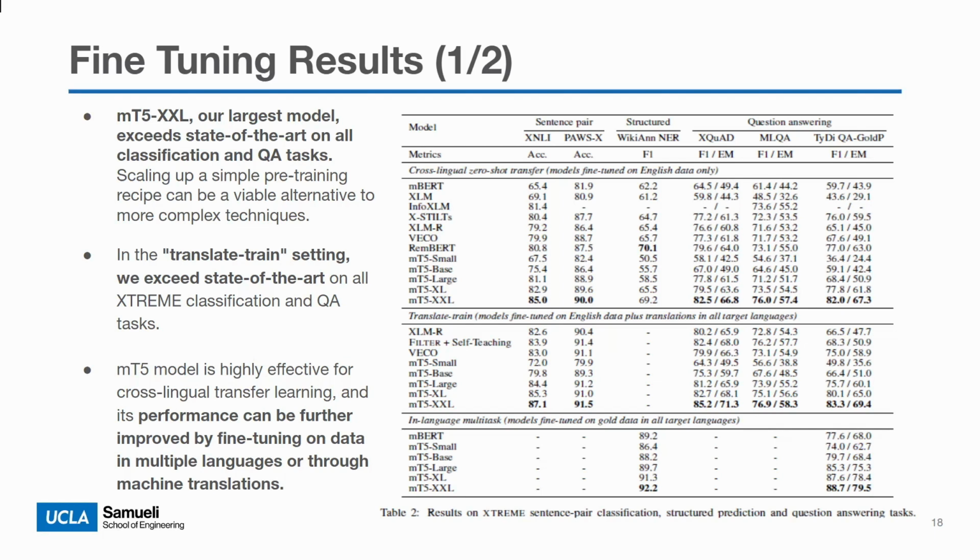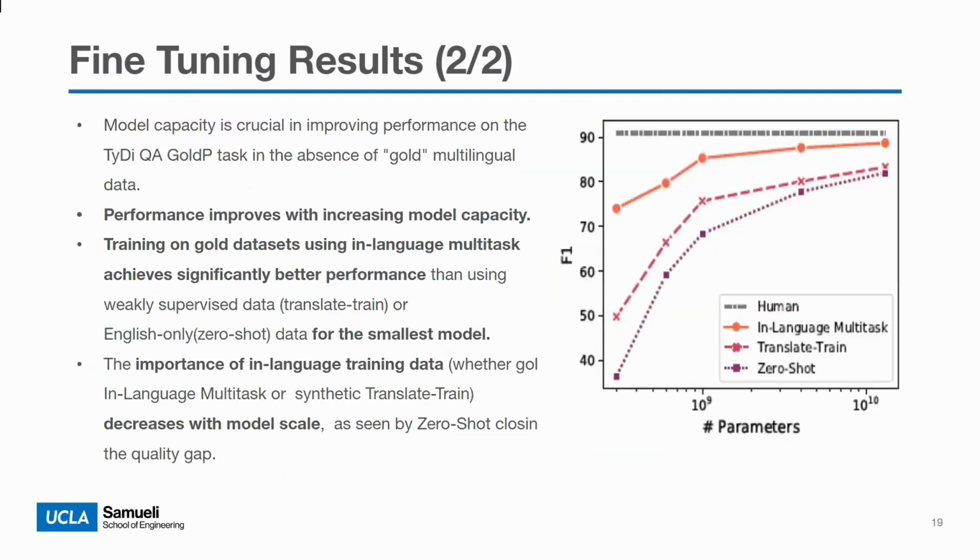Moving over, in this graph, we compare the human versus the 3 fine-tuning experiments based on their F1 scores. We observe the performance improves with increased model capacity, which is crucial in improving it in the absence of gold multilingual data. Training on gold datasets in-language multitask achieves better performance than using weakly supervised data in translate-train or English-only zero-shot data for the smaller models.